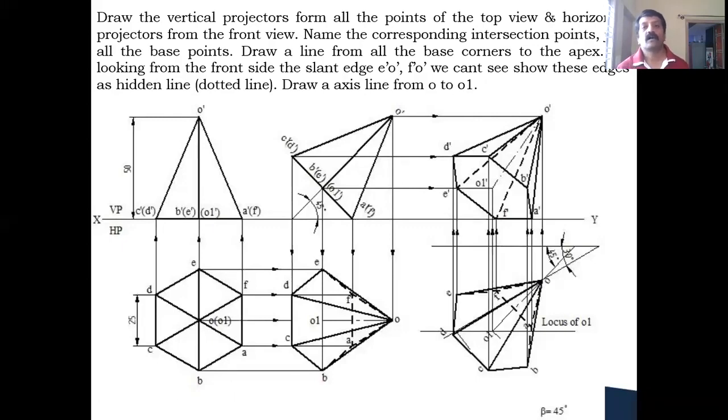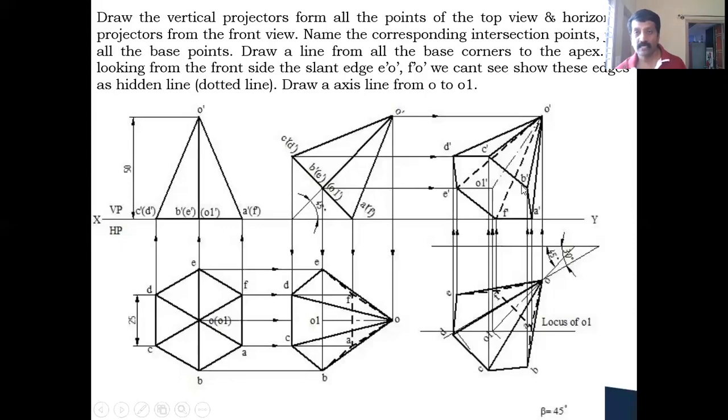Now, all the base corners you join with the base edges, and then all the corners of the base should be joined to the vertex. Since the apex is towards the xy line, the entire base you can see, as in all the examples. That is why, looking from here, the entire base of the pyramid you can see. So A dash, B dash, C dash, D dash, E dash and F dash you can make visible edges. Now coming to the slant edges, you are looking from here, correct?